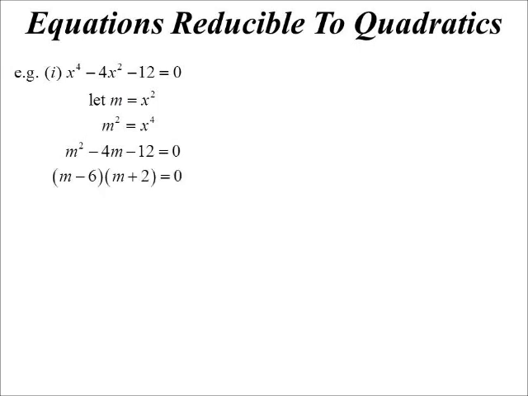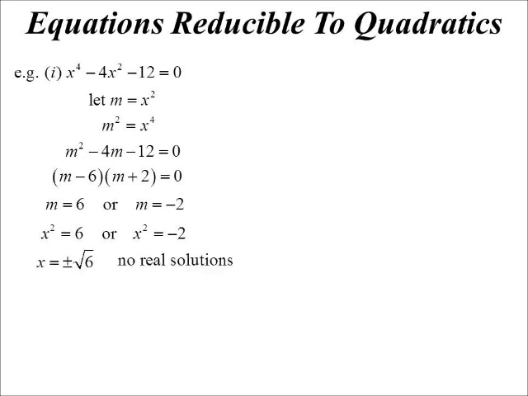Solve that quadratic, and we get that m is possibly 6 or negative 2. But of course, the question was not find m, the question was find x. So I've got two possibilities: x squared equals 6, or x squared equals negative 2. Well, if it's 6, I get plus or minus root 6. If it's negative 2, as far as real numbers go, there are no solutions to that one. So if we're only considering real numbers, then there are only two solutions, plus or minus the square root of 6.